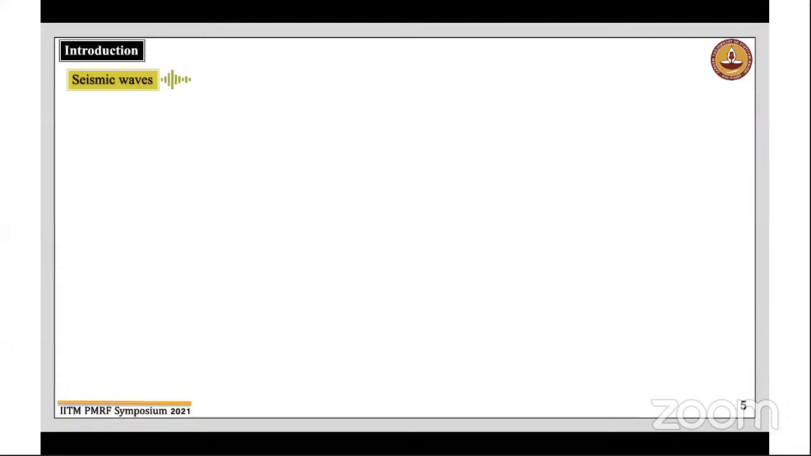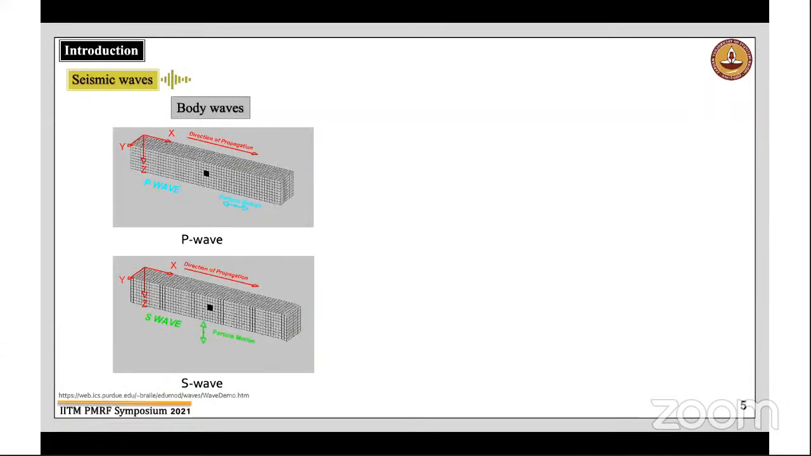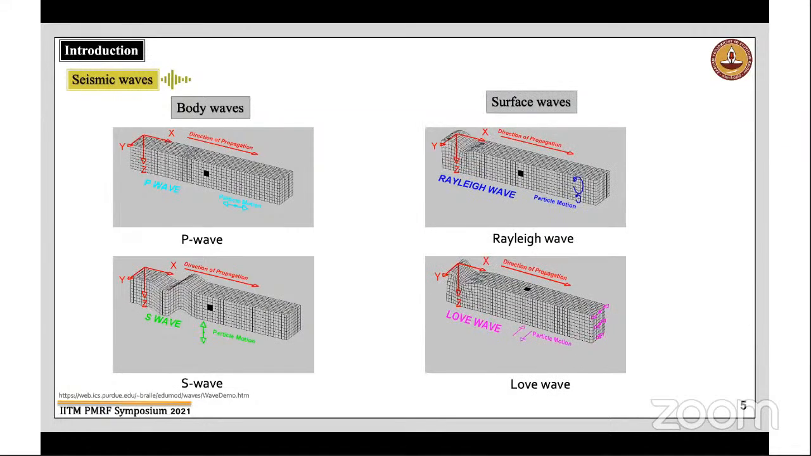We can broadly classify the seismic waves into two groups. First is the body wave, which includes the P and S wave, and the surface wave, which comprises the Rayleigh and Love wave. As you can see, in case of Rayleigh wave, the particle motion is retrograde elliptical near the surface, and the amplitude is decreasing with the depth. And the most interesting part is that the Rayleigh wave can travel longer distance compared to the other waves.